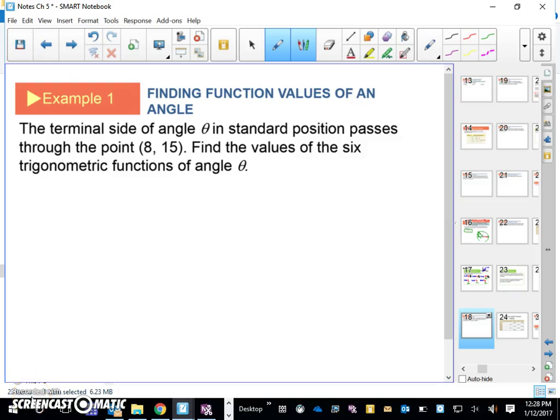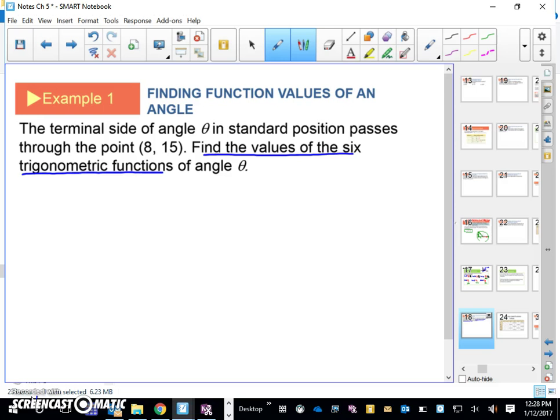Example 1 says the terminal side of angle theta in standard position passes through the point (8, 15). Find the values of the 6 trig functions of angle theta. That's sine, cosine, tangent, cosecant, secant, cotangent. We're trying to find those values, or those ratios. The answers most of the time are going to be fractions.